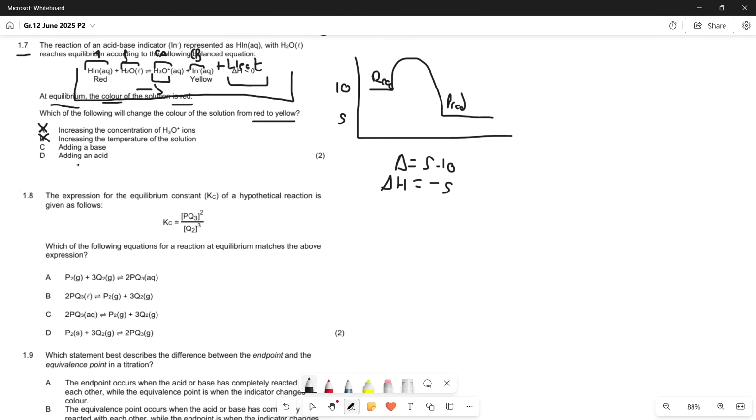So before we look at C, we're going to look at D, because C is our answer, but D doesn't work because it says adding an acid. So my initial thinking was that if we add an acid over here, we add more of our HIN, our acid, over here, which means that if we have more of it, just like our previous seesawing, we would add more of it and that would favor our forward reaction.